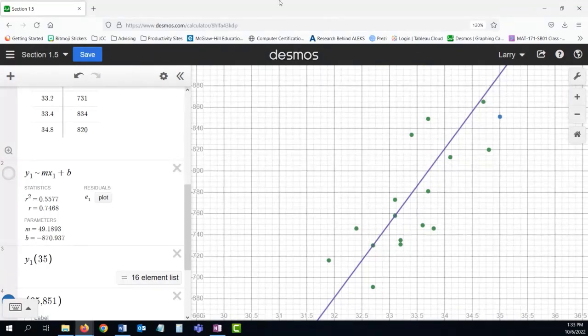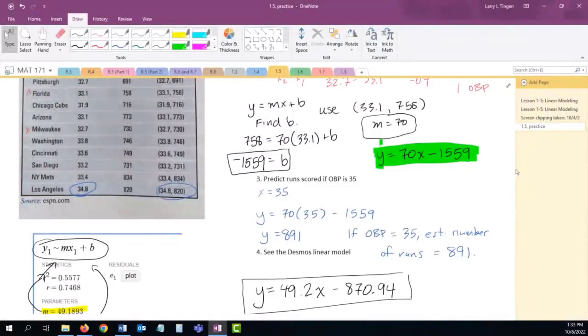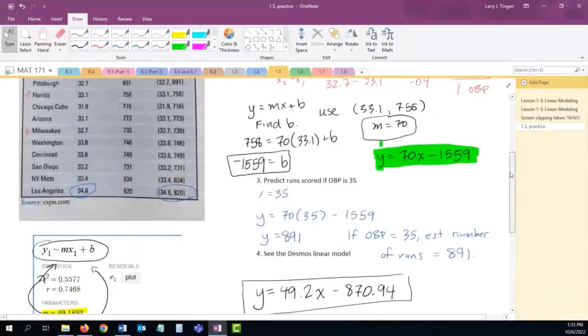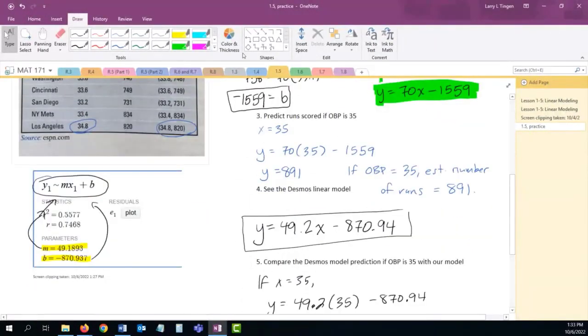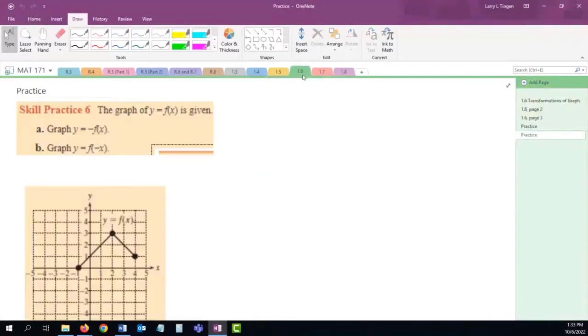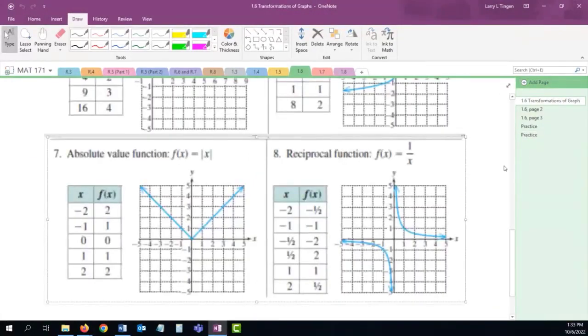All right, so that's 1.5. Any other questions on that? Okay. All right, then let's go to 1.6 and let's start talking about transformations.